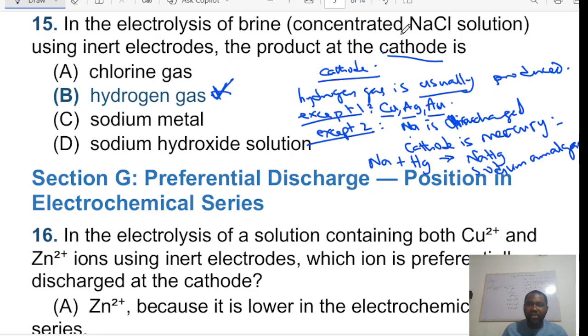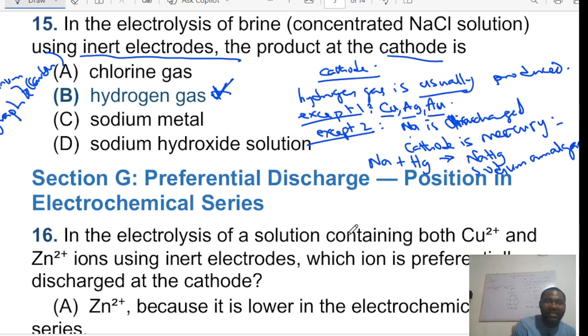But this does not work here. We have sodium here, but the problem is that we are using inert electrodes. Inert electrodes are either platinum or graphite. Graphite is a type of carbon, so we can also say carbon. So assuming the cathode was mercury, sodium will be discharged, because sodium is very attracted to mercury.